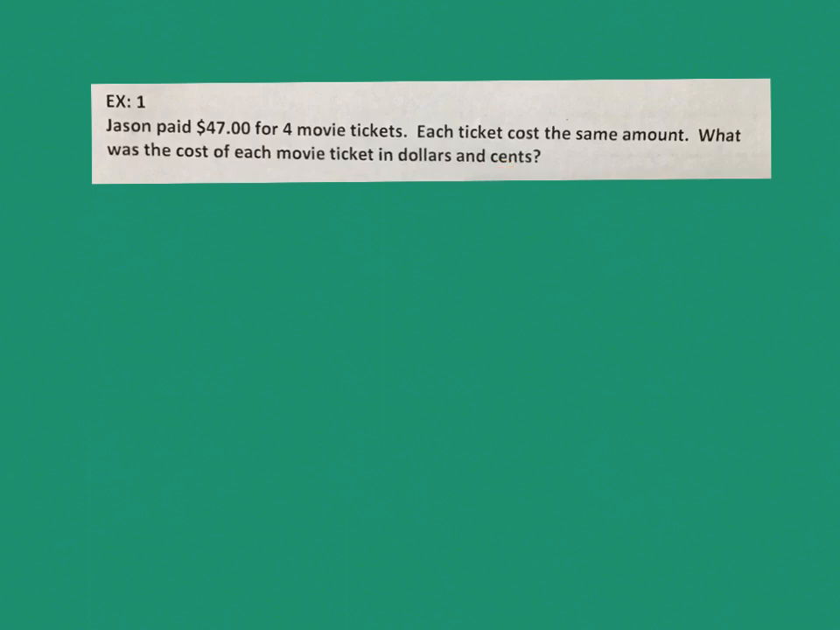The first thing I'm going to do is identify the important information. So I know the total spent and how many tickets he bought. And then the question is asking me to find out how much did each ticket cost. So now that we know that, that tells us that we're trying to find the value of just one ticket. If I had 4 of them, to get that answer, I would divide by 4 because that's going to tell me the cost that I paid for just one ticket.